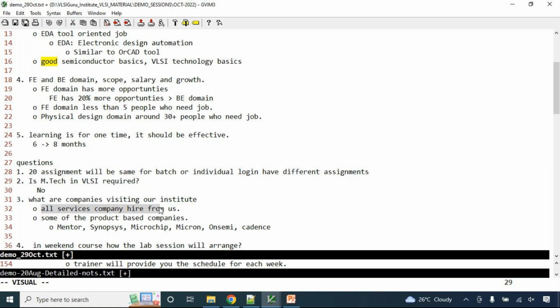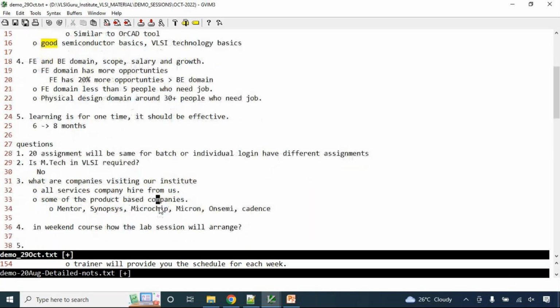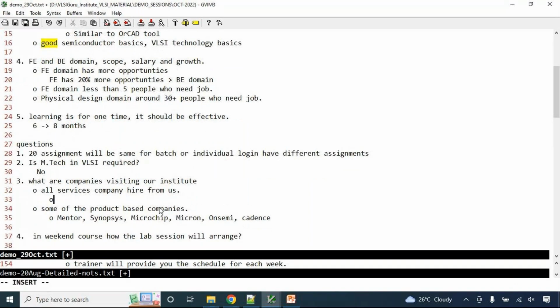All of those companies do hire from us. Even Synapse hires from us. Next, how we are connected with the services companies is we have some special courses.